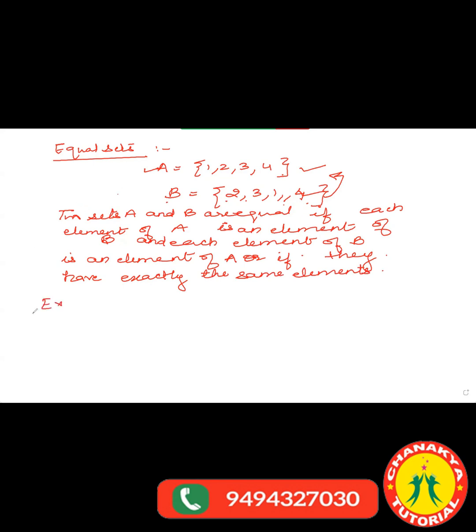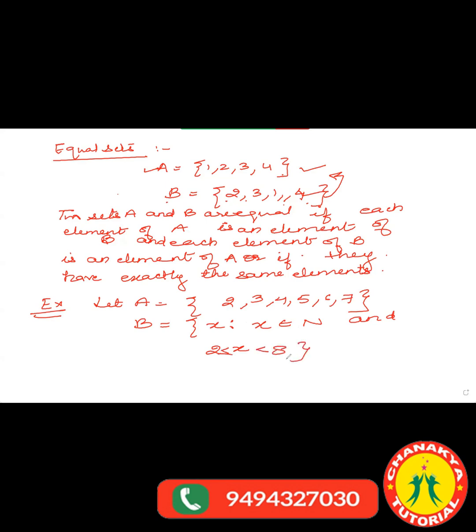Another example is, suppose I'm writing like this, let set A be equal to 2, 3, 4, 5, 6, 7. And set B, I have written like this, X such that X belongs to natural numbers and X lies in between. How will you read this? X greater than or equal to 2, right, because both signs are there, and less than 8. It means 2 to 7. The numbers should be 2, 3, 4, 5, 6, 7, because it should be less than 8, or it can be equal to 2 or greater than 2.